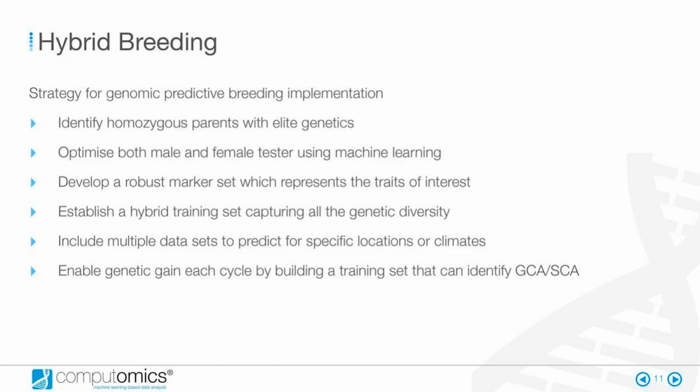Both male and female testers can be optimized simultaneously to create a training population. Christian will go into this in more detail further on in the webinar. Once the model is established, you can use offspring predictions with both general combinability and specific combinability as new parents for the next cycle.